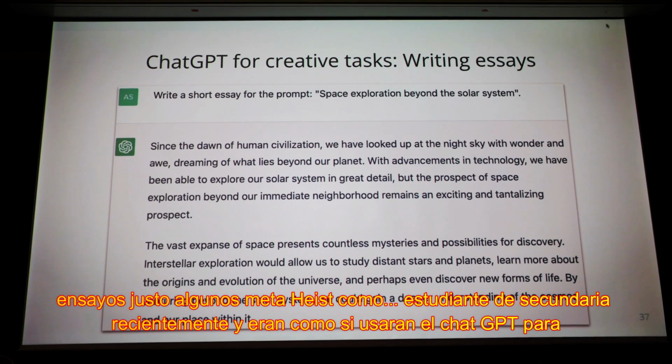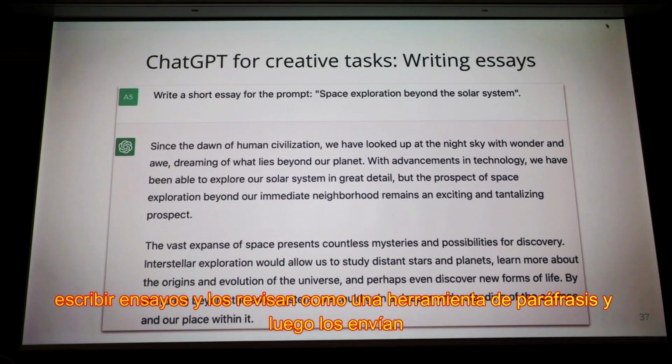I met a high schooler recently, and they use ChatGPT to write these essays, run it through a paraphrase tool, and then submit it.